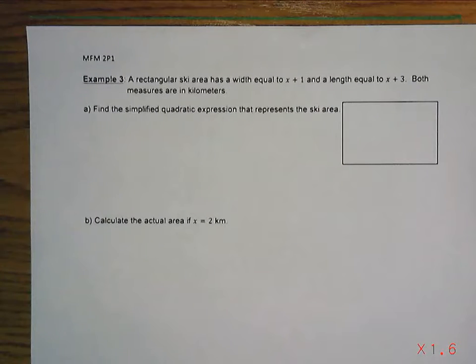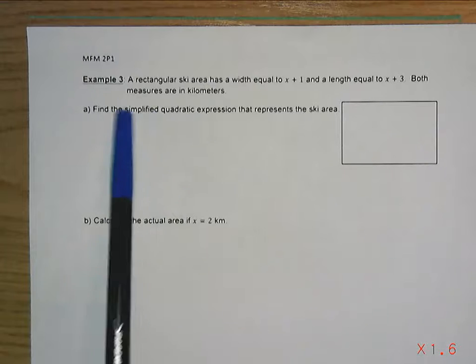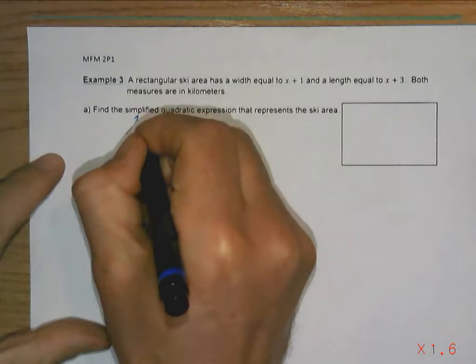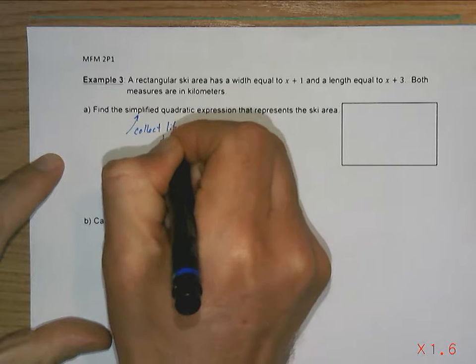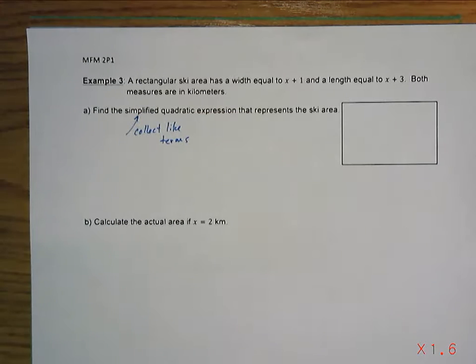Example 3. Let's finish this off on this video so we don't have too many videos. A rectangular ski area has a width equal to x plus 1 and a length equal to x plus 3. Both measures are in kilometers. Find a simplified, that's an important word, simplified, which means we're going to be collecting like terms, of a quadratic expression to represent the ski area.